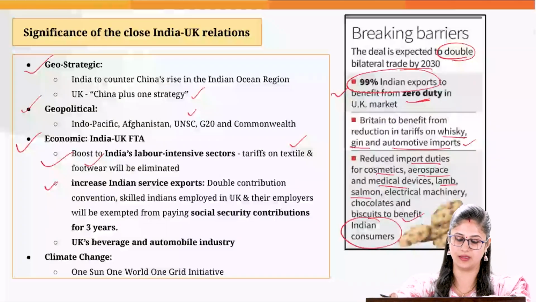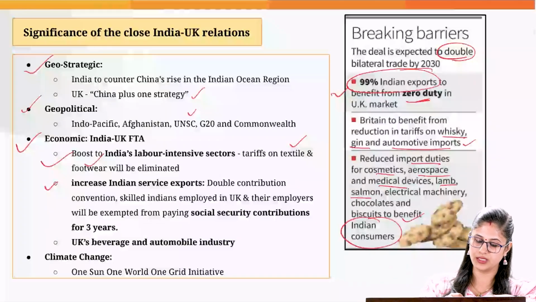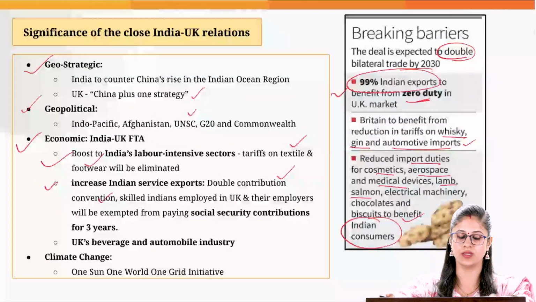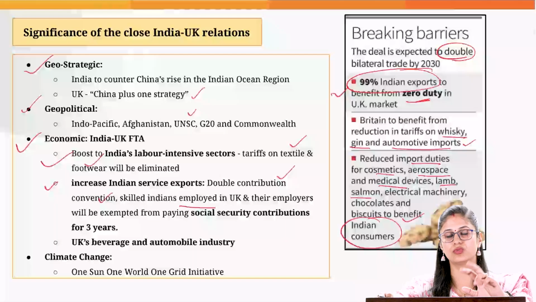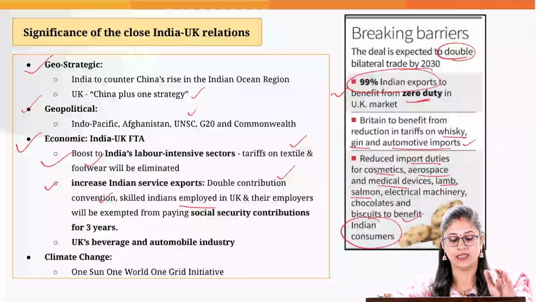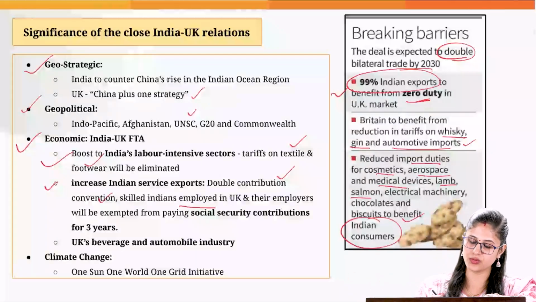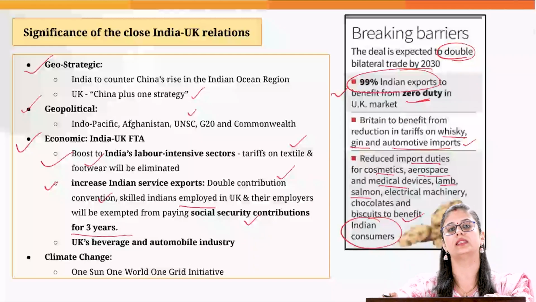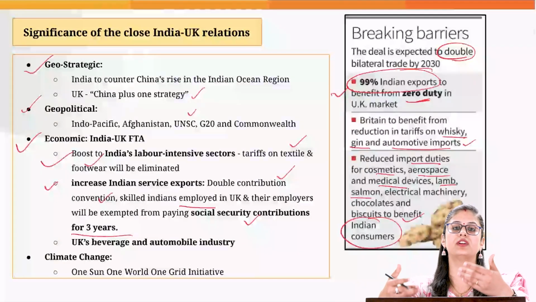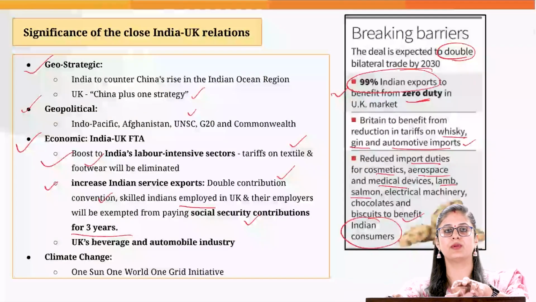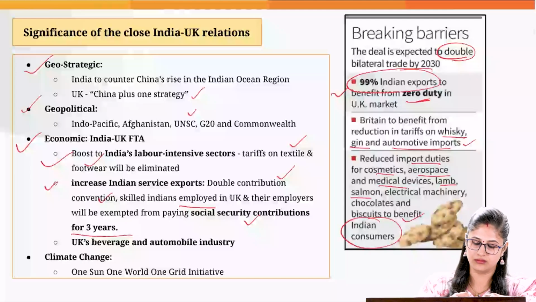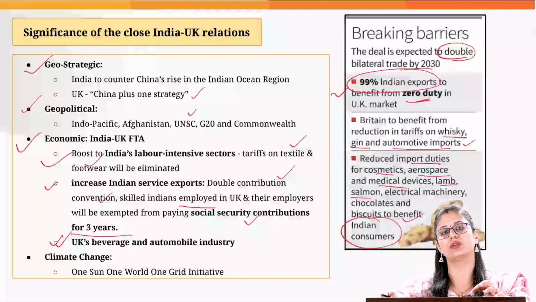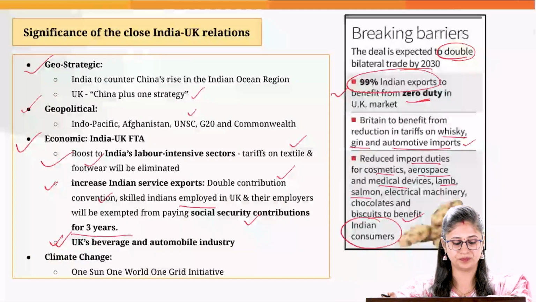Why? Because under this agreement, the double contribution convention has been signed, under which the skilled Indian employees, and whosoever is employing them in UK, have been exempted from paying the social security contribution for 3 years. So this would give a further boost to skilled professionals to move from India to UK. And we have already discussed how it is going to benefit the UK economy as well.